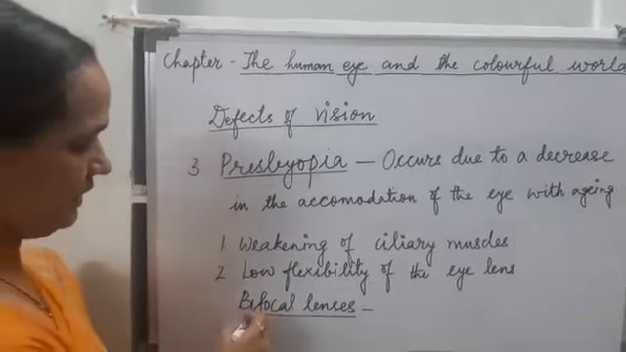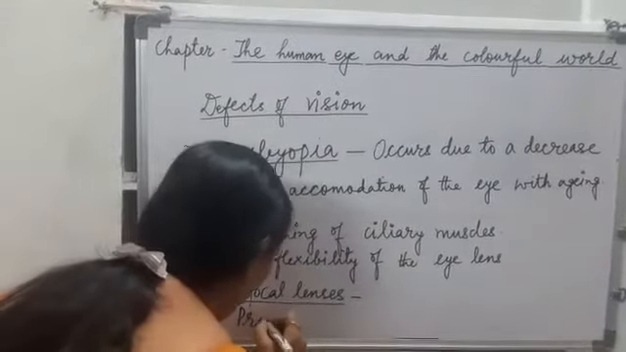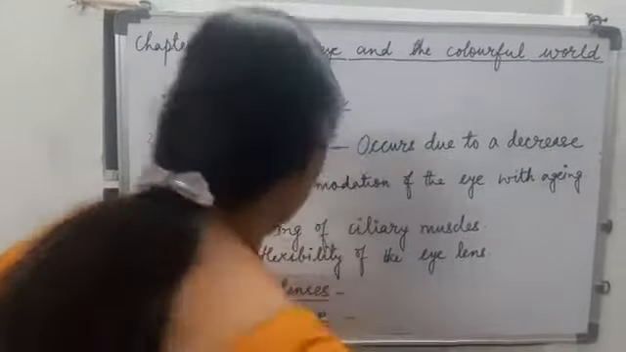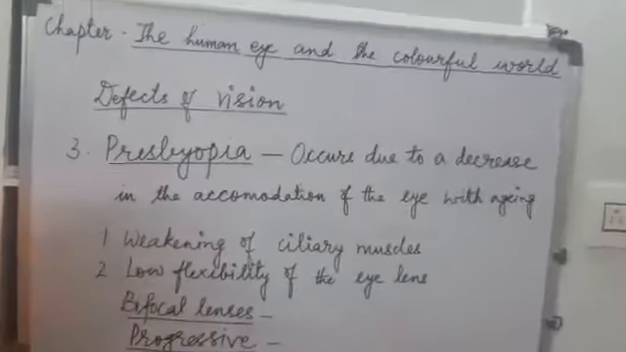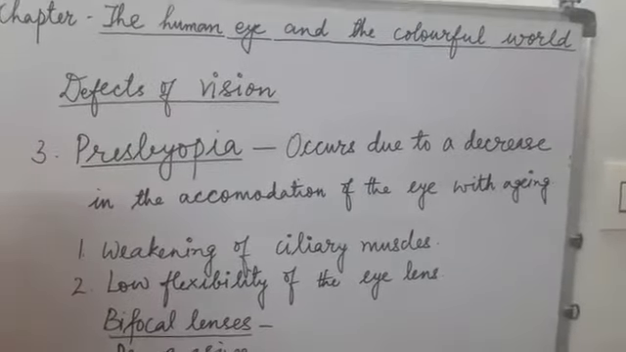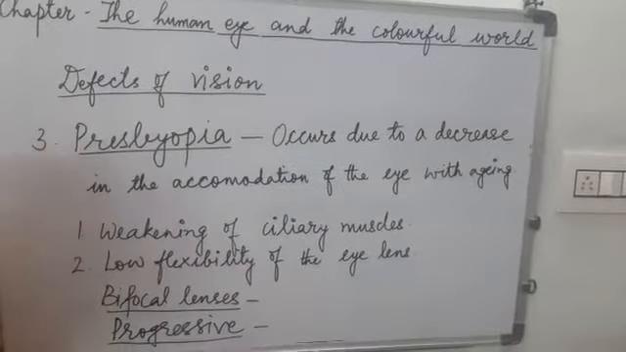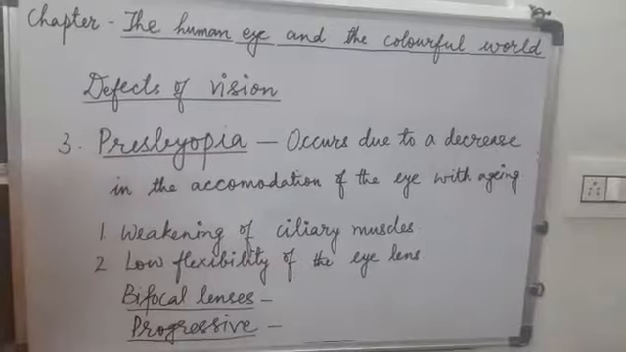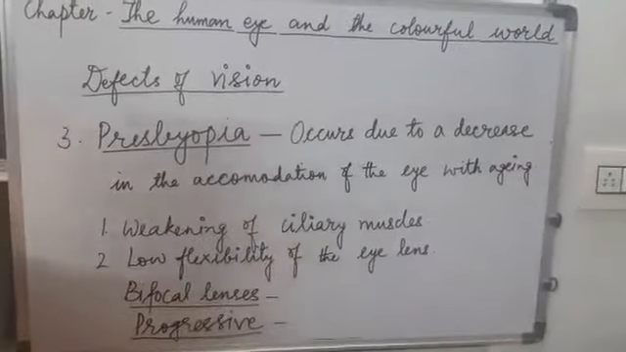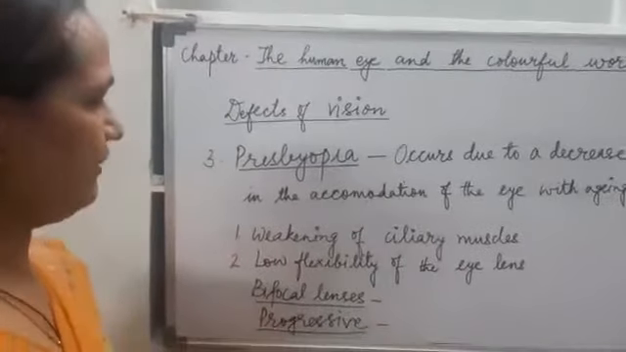Nowadays, in spite of these bifocal lenses, progressive lenses are also available. These are a bit costly, but they are better than bifocal lenses, as they provide better vision. In progressive lenses, the power of the lens gradually changes from point to point on the lens surface. So children, this is all about the defects of vision and their correction.